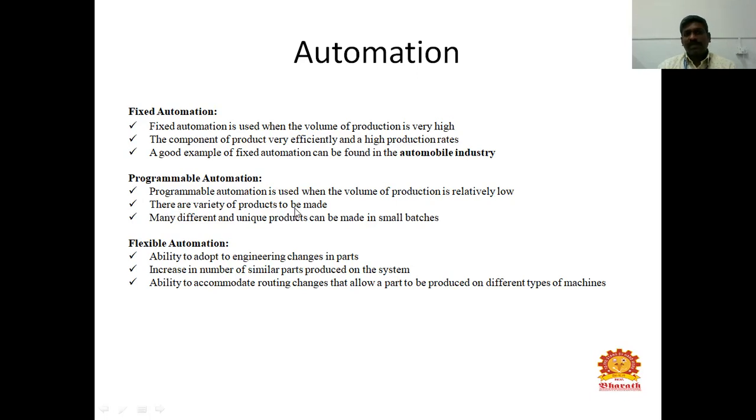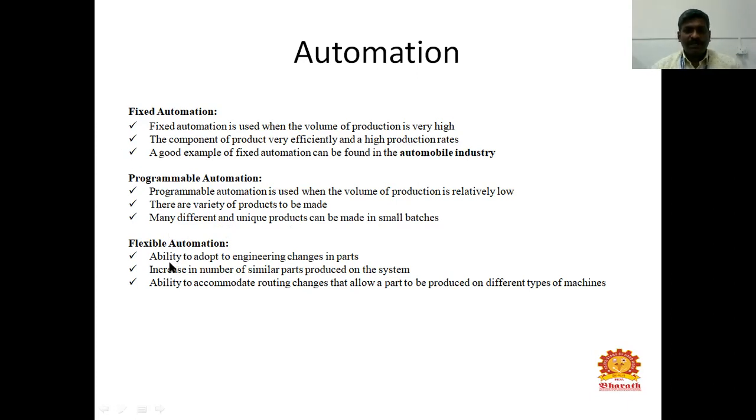There is a variety of products to be made, so more than one task can be handled by programmable automation. Many different and unique products can be made in small batches. For small batch production, we go for programmable automation. We only have to change the program, and the machine works as per the program. Next one is flexible automation.